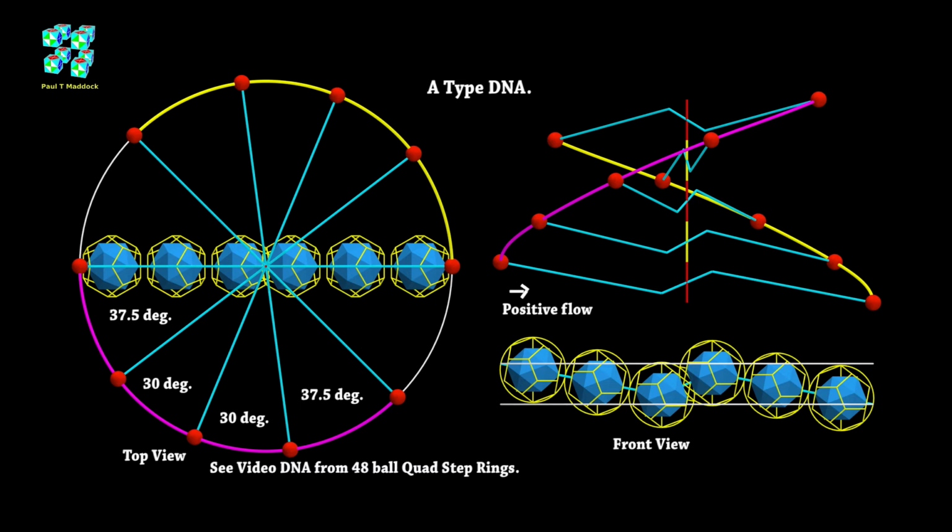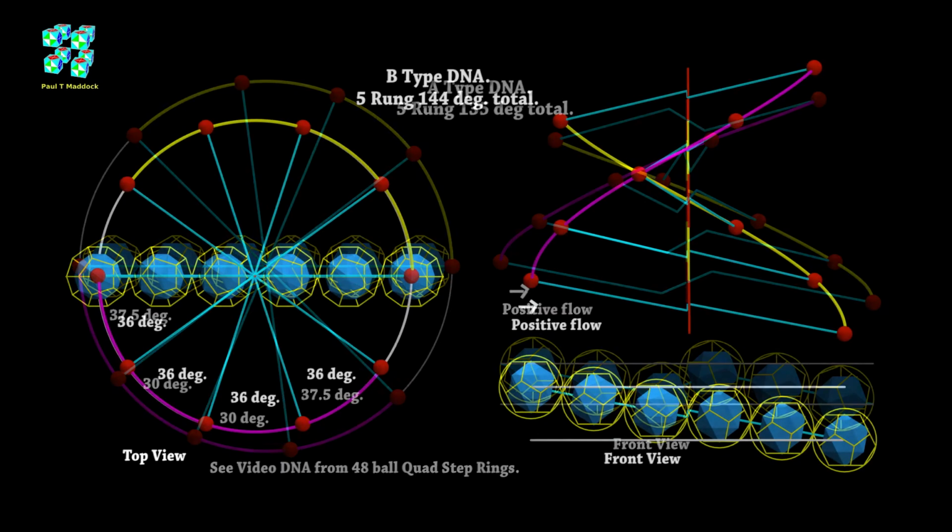Oh, and something else to add that's important. If you count up the 4 angles, they come to 135 degrees. So the 5 rungs come up to 135 degrees for A-type DNA. Okay, now we can take a look at B-type DNA.